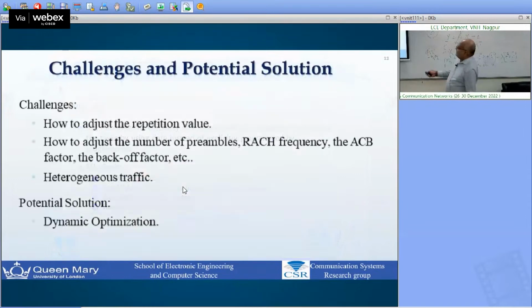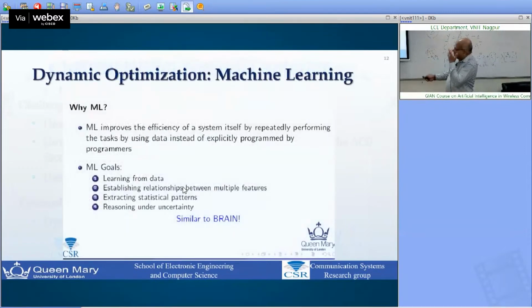Okay, so here we have 13 parameters that should be changed dynamically, because here we have heterogeneous traffic, not homogeneous traffic. It varies with time. So when we take dynamic optimization, we need machine learning.